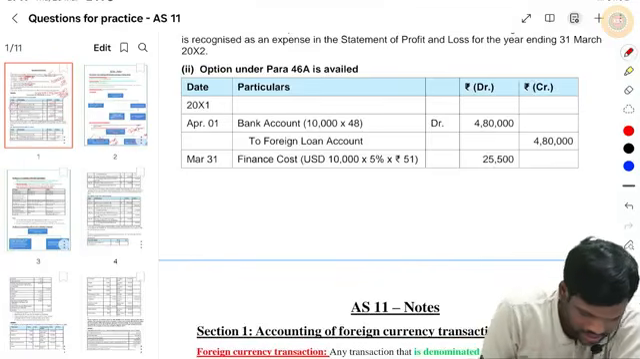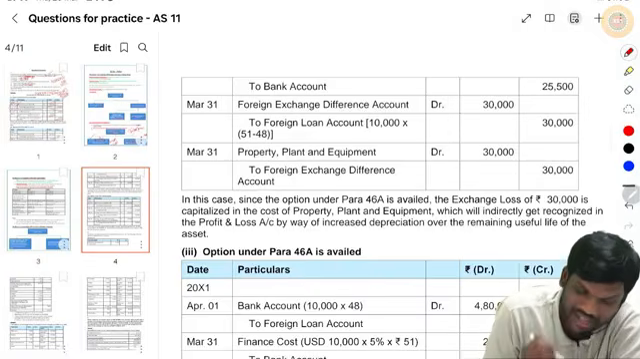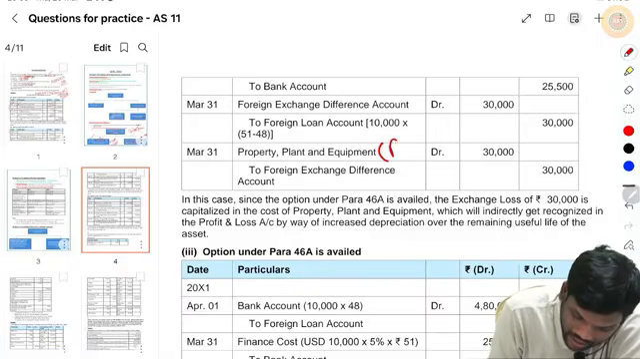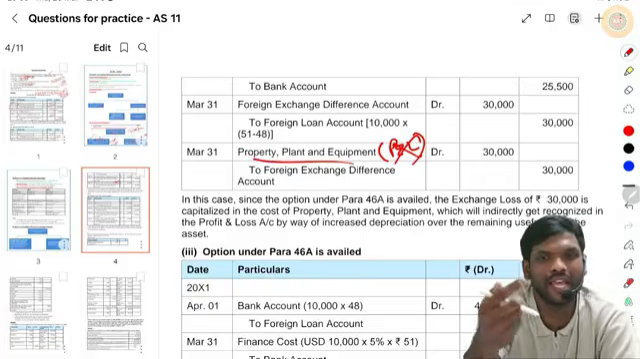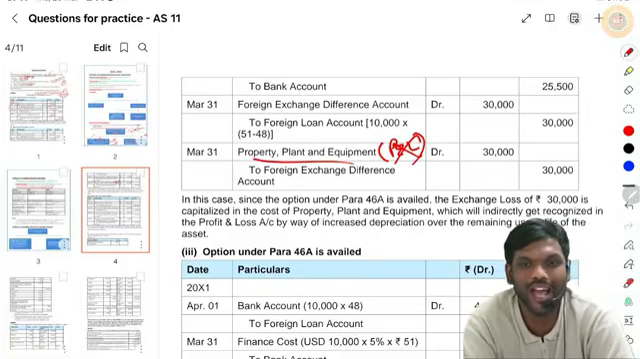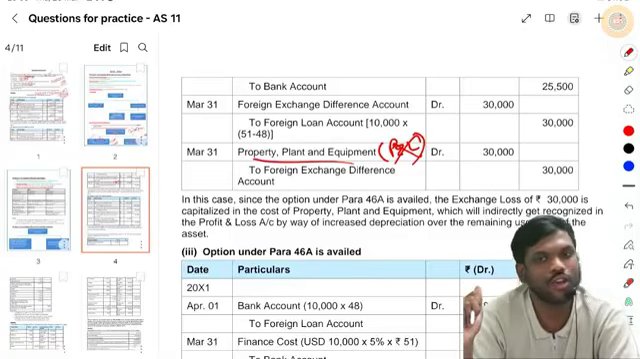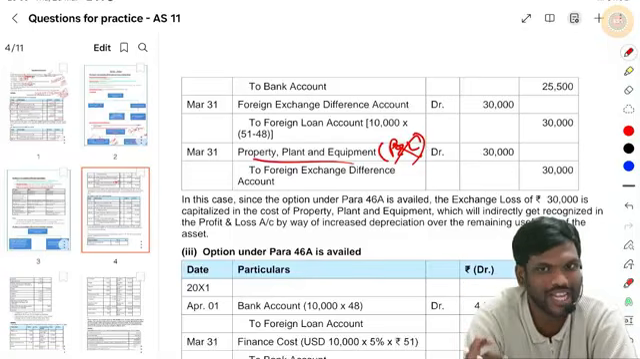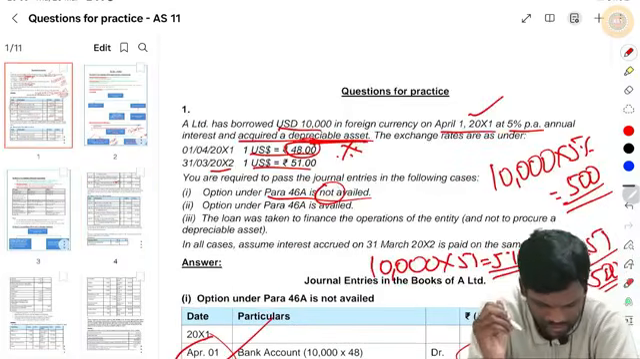Okay, sir, where is that answer? Just a minute. So if you see here, earlier in case 1, they had debited P&L. But now instead of P&L, they will add it to PPE because it was used for acquisition of a depreciable asset. So that loss should be added to the value of the asset. I hope you are very clear with this. This is a very interesting question which covers multiple topics.